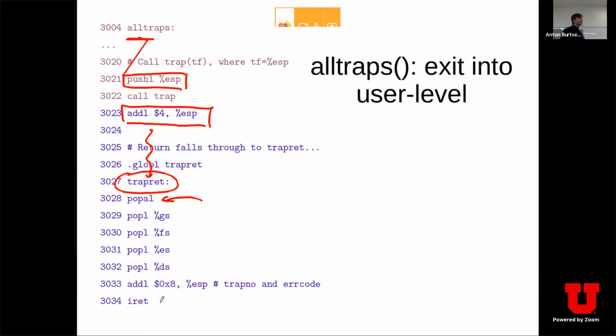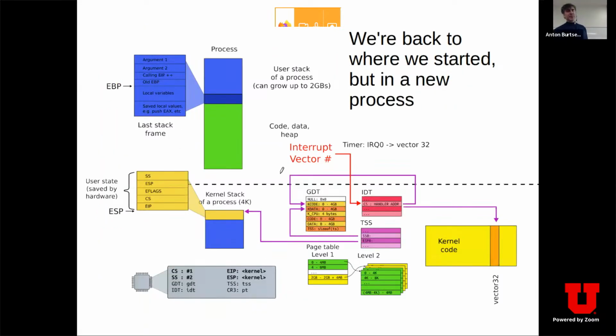We already looked at this code when we looked at the interrupt path. We restore all the segments, and we restore the space used for the trap number and error code. At this point, only 5 things are on the kernel stack. We invoke iret, which restores these 5 things in registers, and we're back at user level. So this is where we were before, but now in a different process, which will be P2. Agree? Okay.